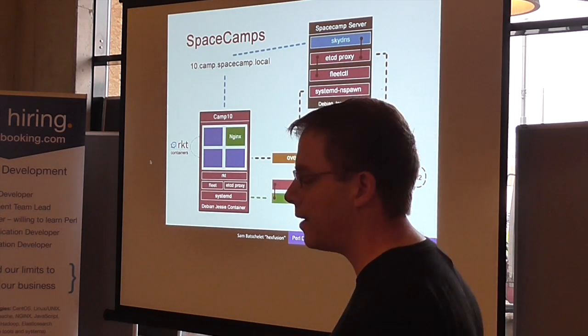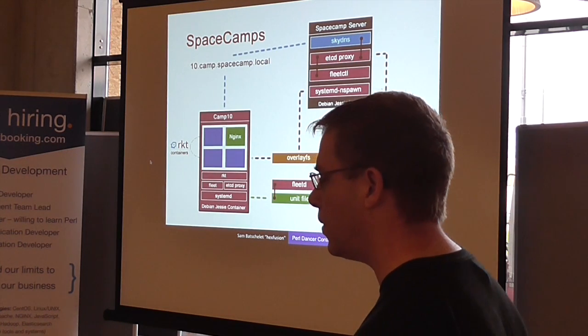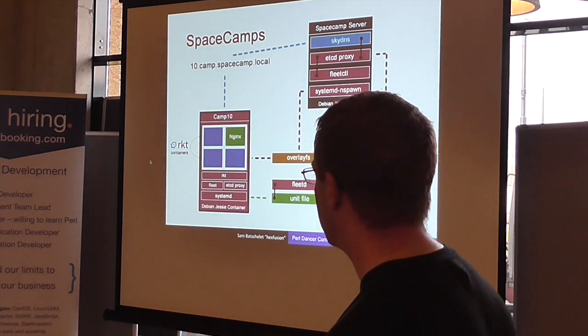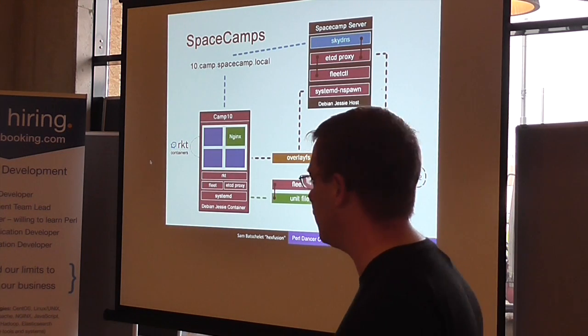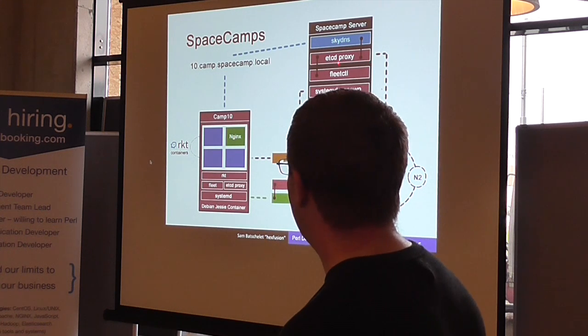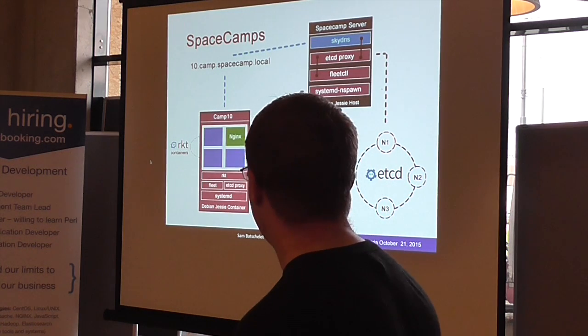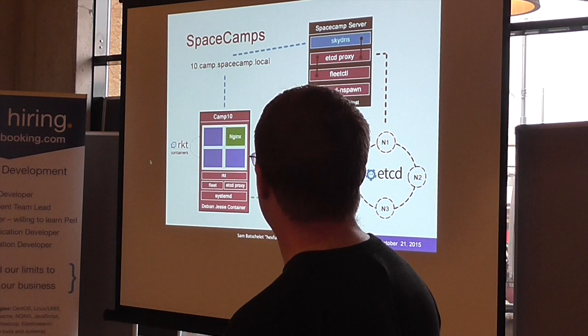You don't want to install etcd on every single unit. You create your core cluster, and then you have your workers, right? So your workers can be camps, came via the Space Jam server itself. But anywhere etcd and fleet is installed is somewhere that you can deploy a unit file. So let's just start with that.